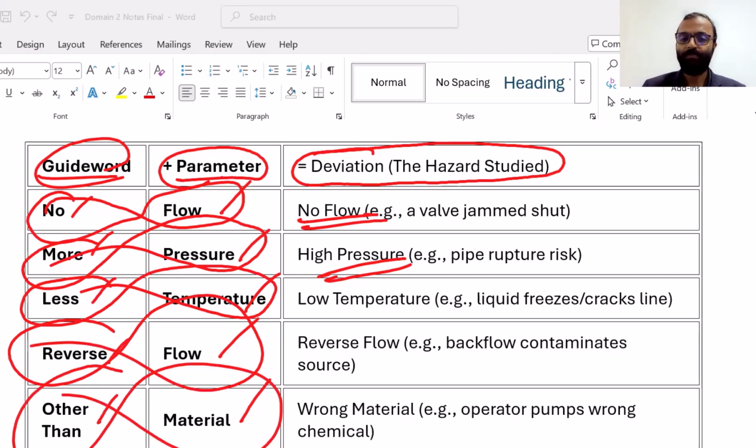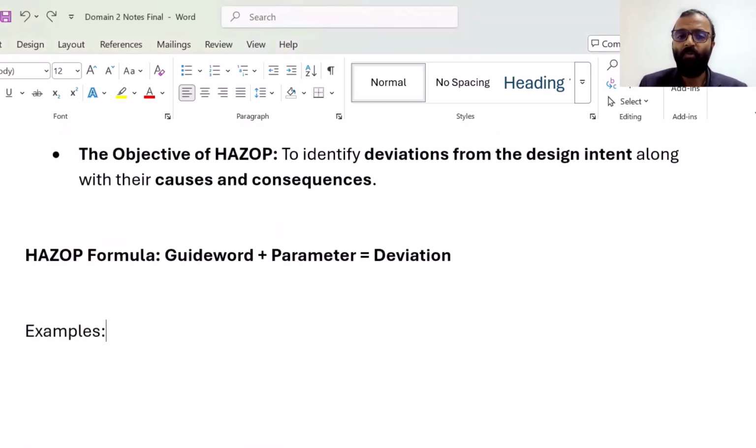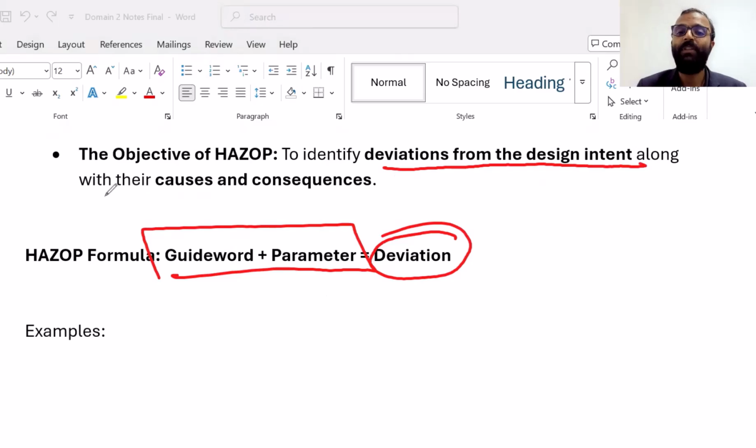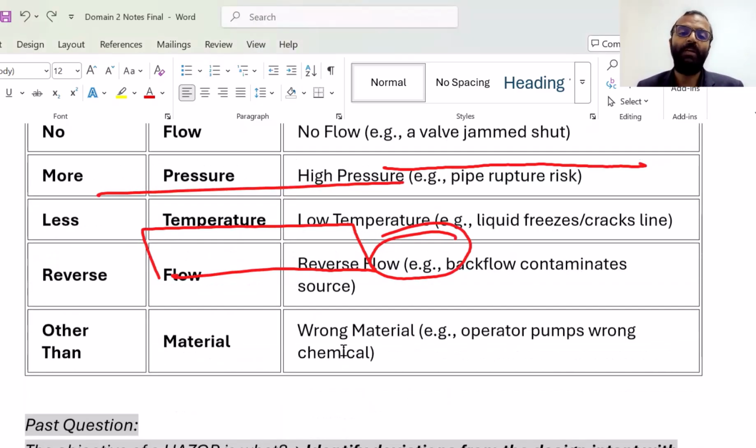So this is our HAZOP analysis. What you must understand is that there will be a guide word and parameter. So we will be changing these to get the deviation. What we are checking in HAZOP is the deviations from design intent along with the cause and consequences. How far it has deviated, that is what we are checking.